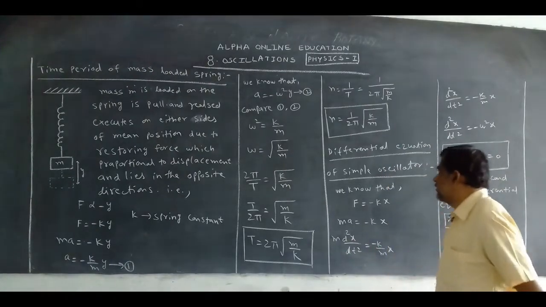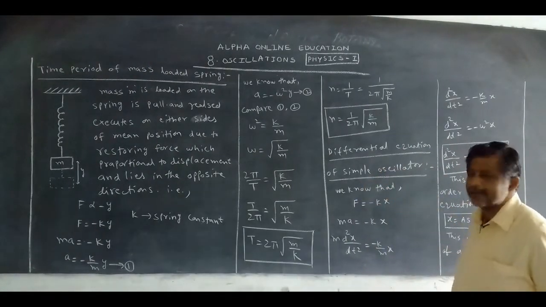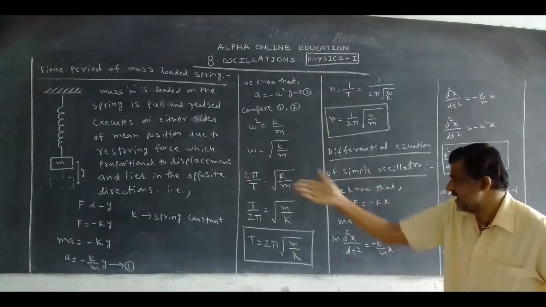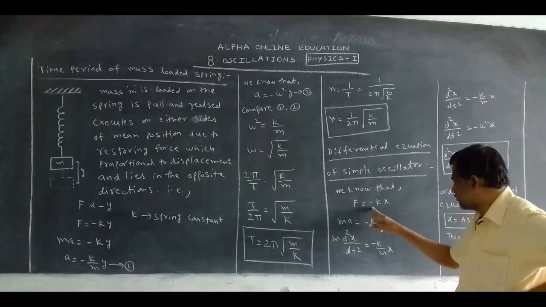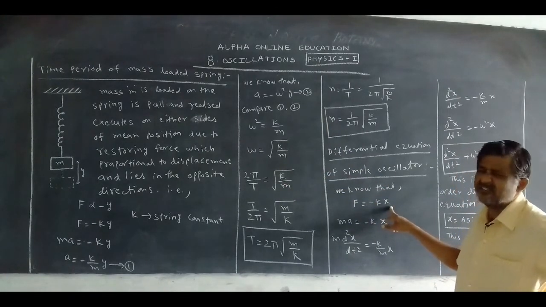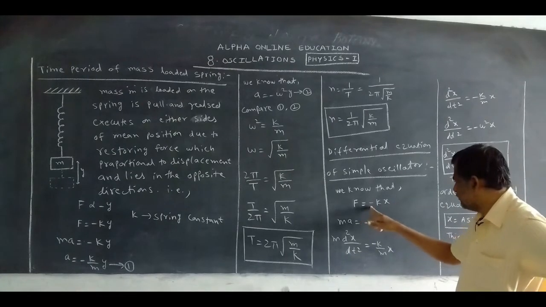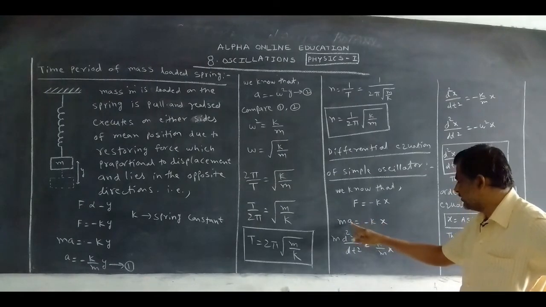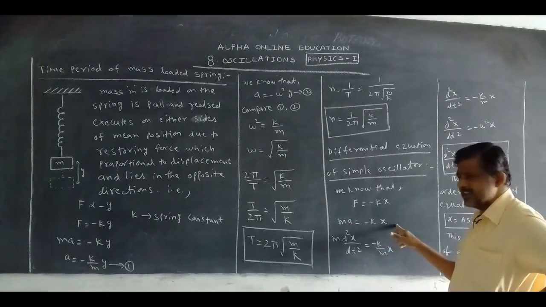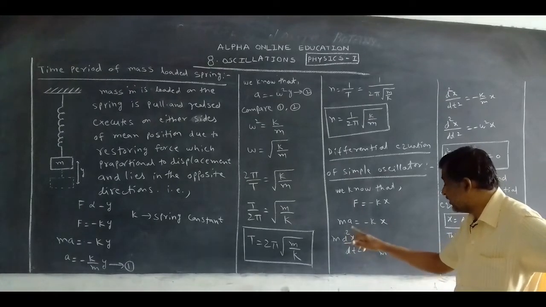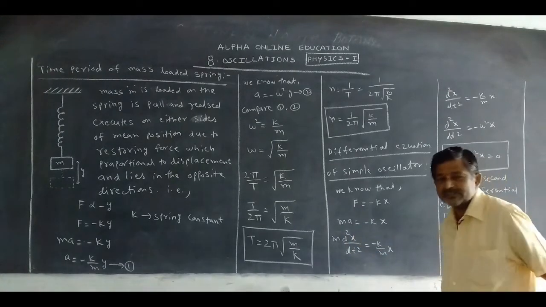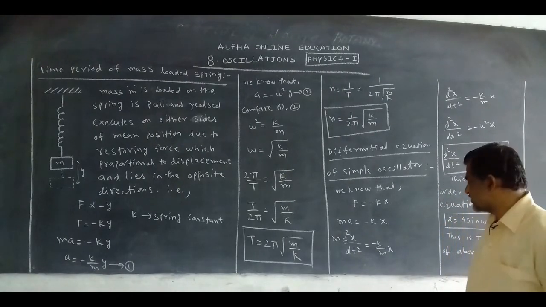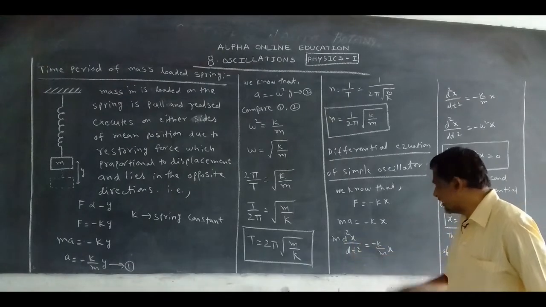Now, the differential equation of a simple oscillator. How can we get it? We know the statement: restoring force is proportional to displacement. You take x or y, whatever the displacement may be. F = -kx. According to Newton's second law, F = ma, so ma = -kx. What is a? Acceleration. How can we write acceleration? a = dv/dt, or d²x/dt².